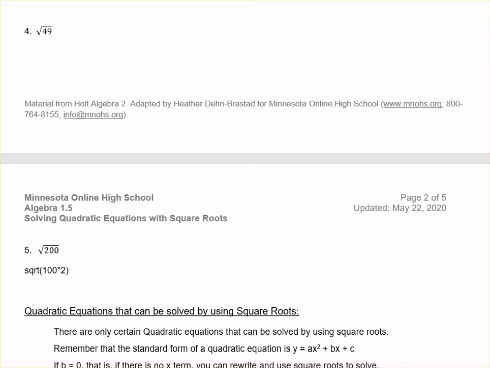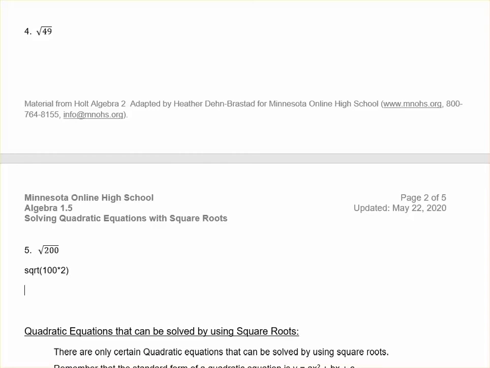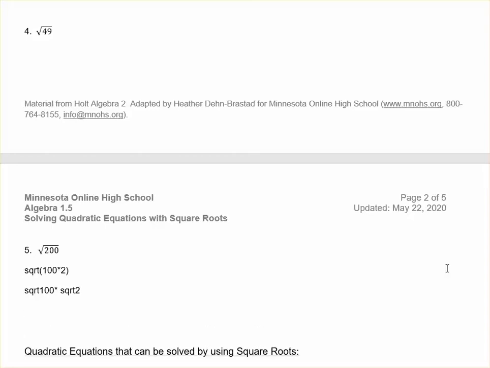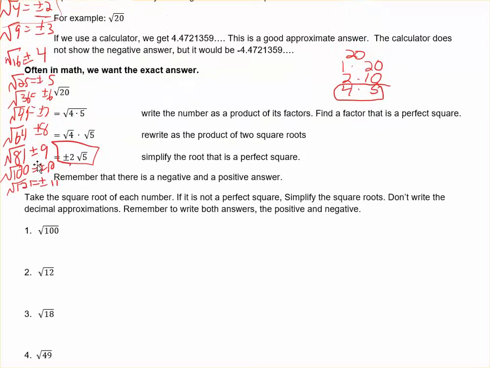So I can just use SQRT for square root and then put parentheses around what I am taking the square root of. Now I could have written 2 times 100, but then the perfect square is after the other one, so it's better if you can put the perfect square first. So now I'm going to rewrite this as the square root of 100 times the square root of 2. What is the square root of 100? The square root of 100 is 10.